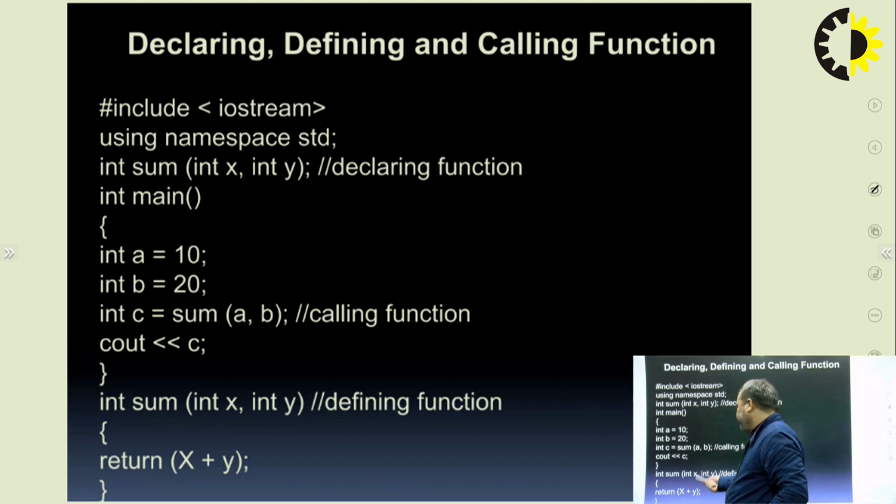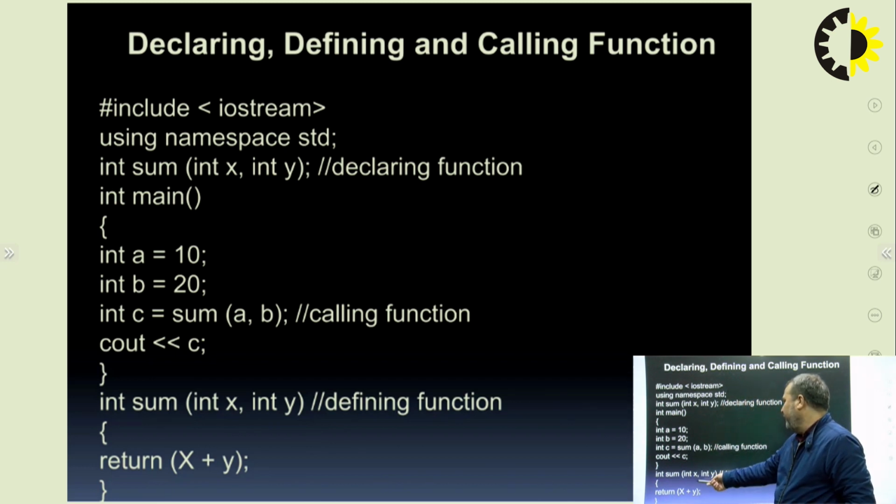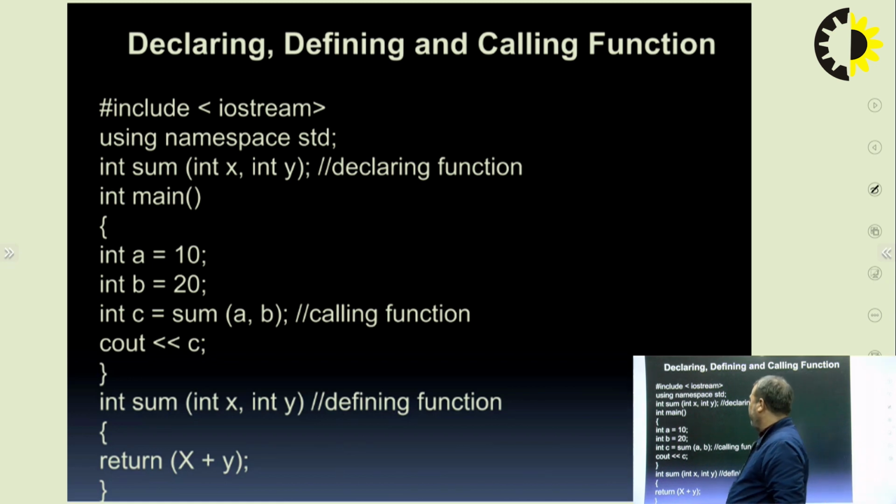And this is the definition of the function. We write the return type and the name of the function, and in the definition the parameters, which are x and y, are called formal arguments. This is the actual argument which we actually pass, and this actual argument will be copied into the corresponding formal argument. So we simply return x plus y, meaning the sum, and this will be stored in C. So this is the simple structure of a function.